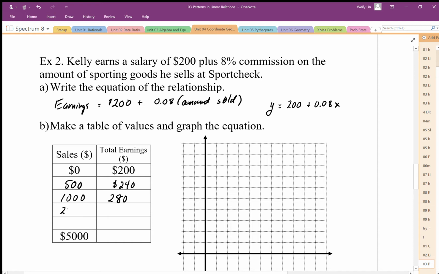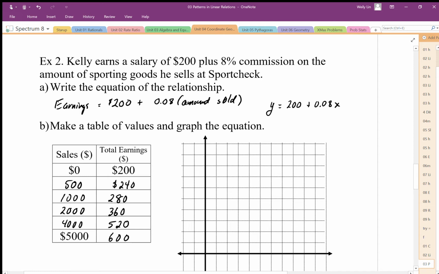Let's go up to 2,000, 4,000 here. $2,000 is going to be $160, so 360. $4,000 times 0.08 is 320 plus the original 200, so 520. And then for $5,000, we're going to earn $400 plus the original 200, which is $600.